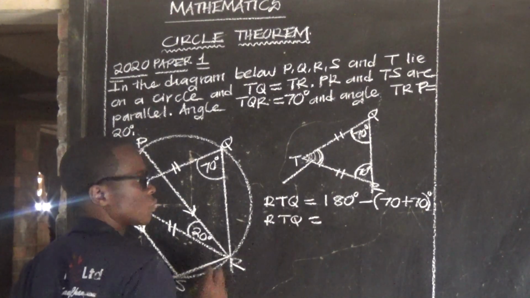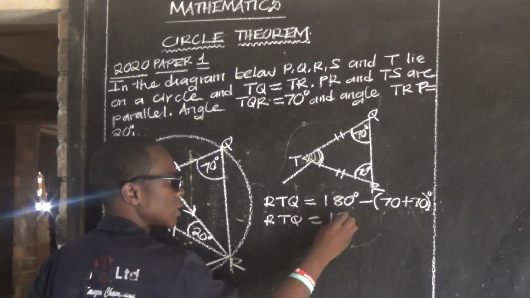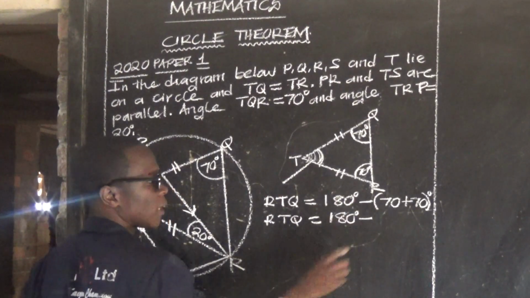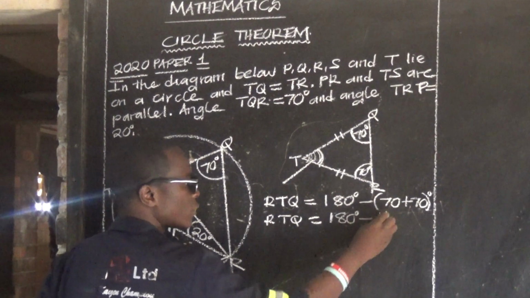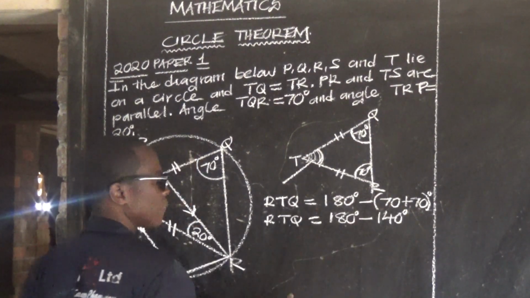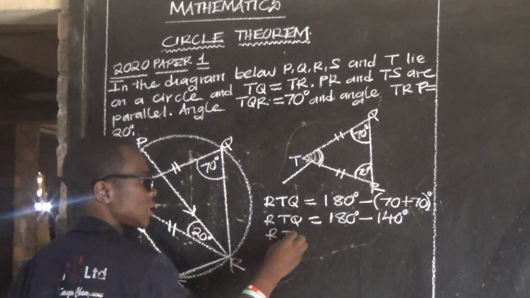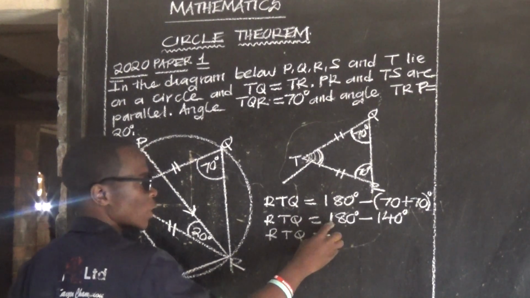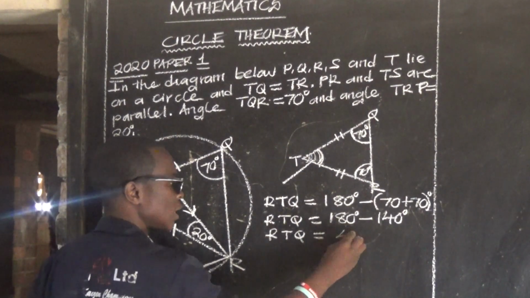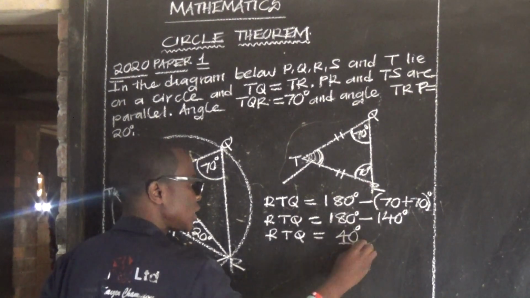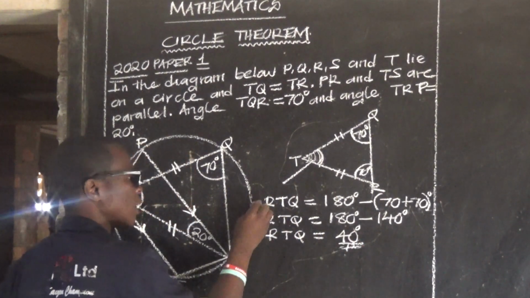Then RTQ is equal to 180 degrees minus 70 plus 70, to get 140. So RTQ is equal to 180 minus 140 to get 40 degrees. So this is our answer for question A.